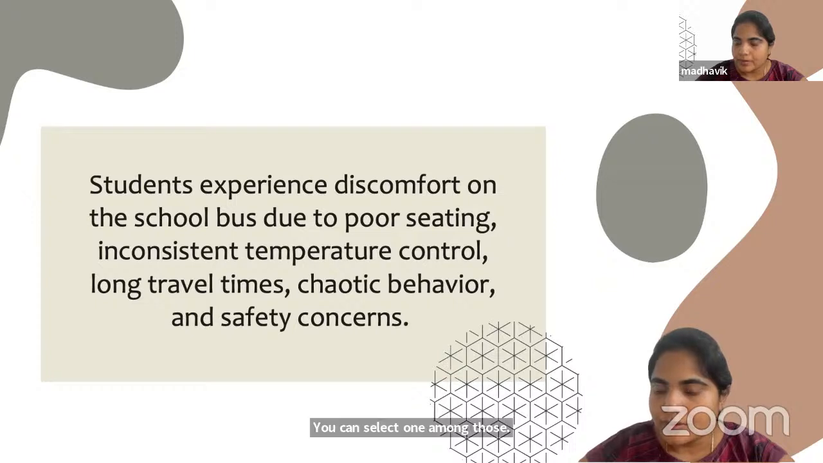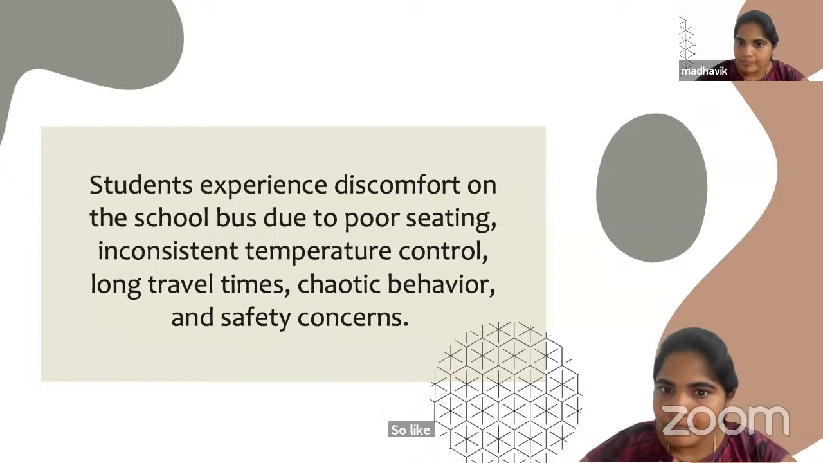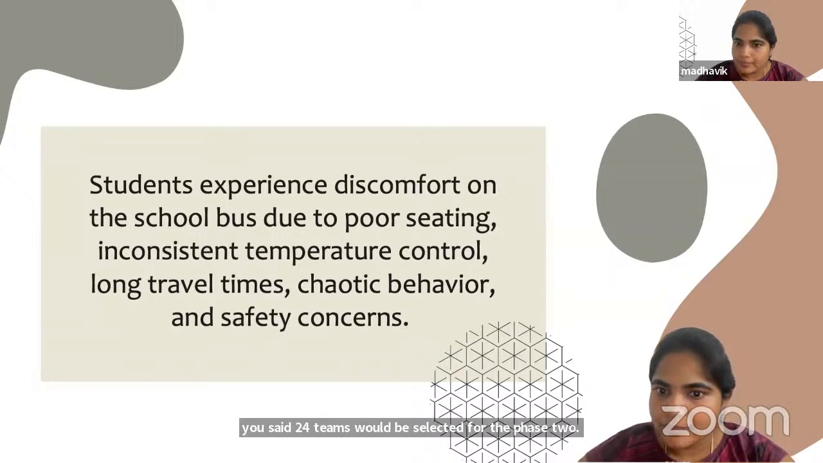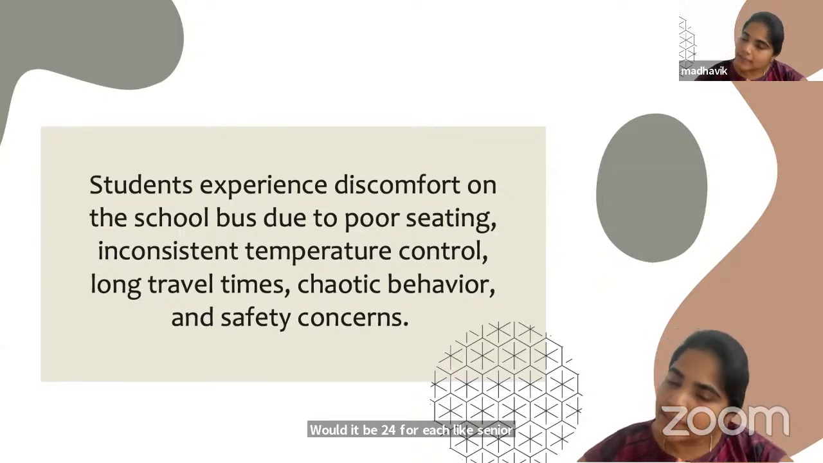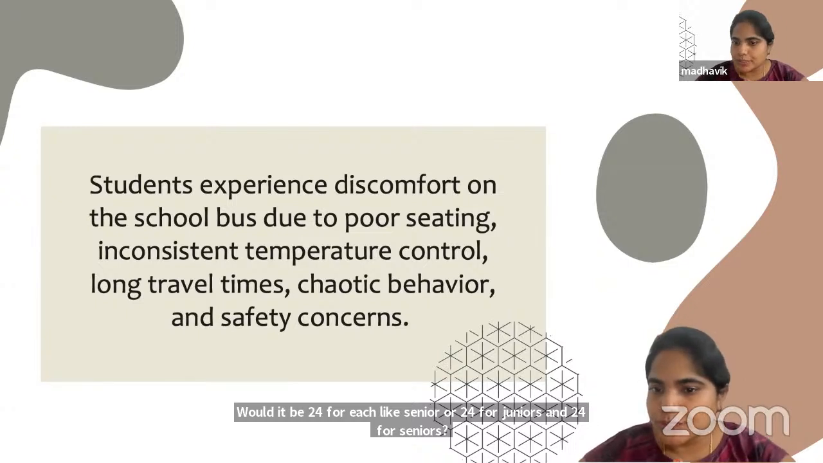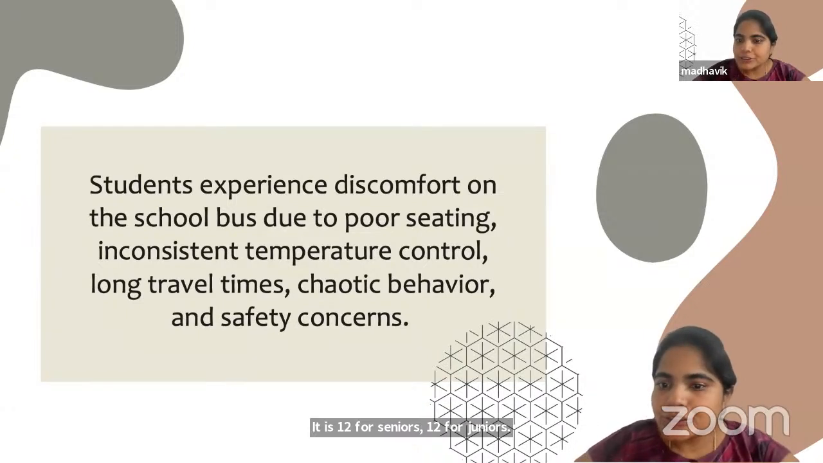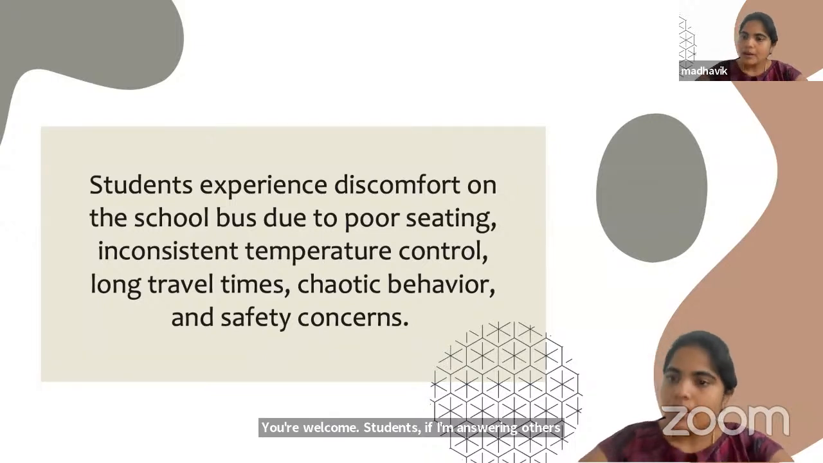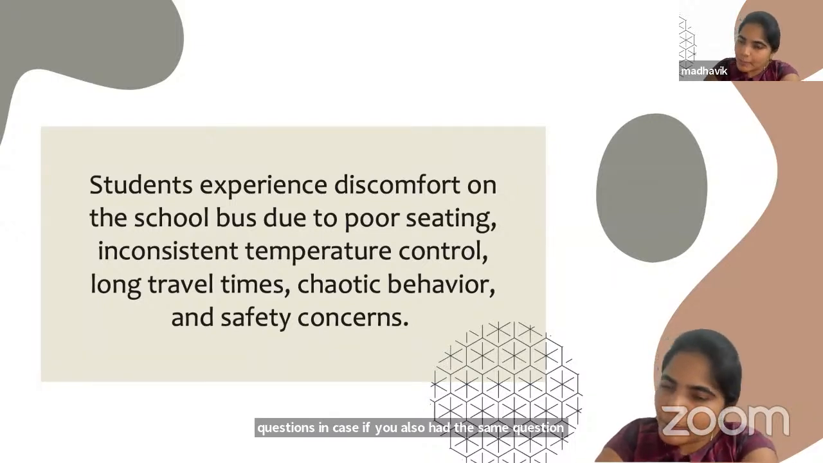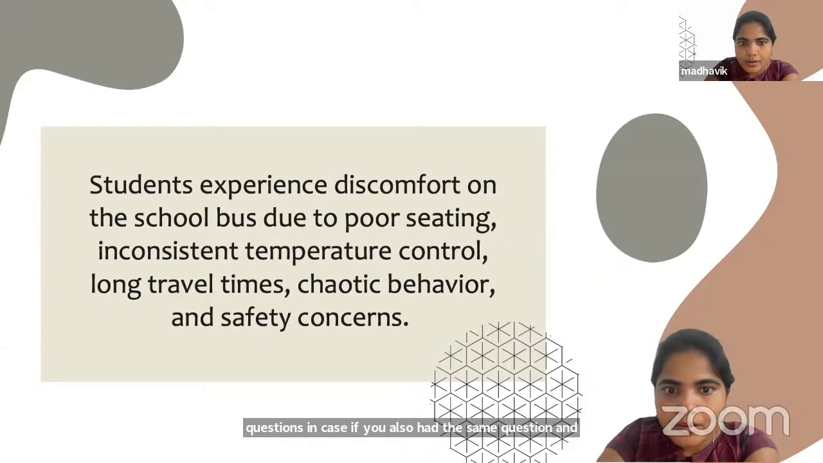Okay, ma'am. And I have another question. You said 24 teams would be selected for phase two. Would it be 24 for juniors and 24 for seniors? It is 12 for seniors, 12 for juniors. Okay, ma'am. Thank you. You're welcome. Students, while I'm answering others' questions, in case you also had the same question, and if I have answered it already, please lower your hand.